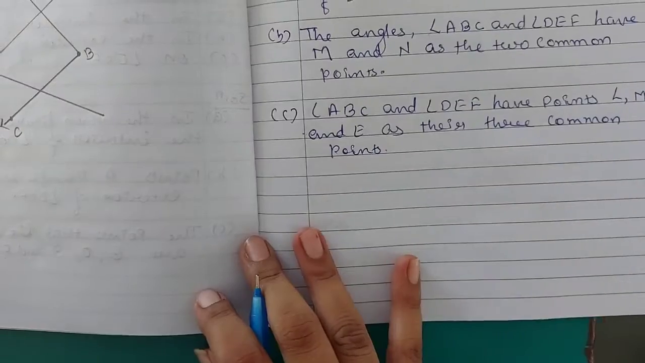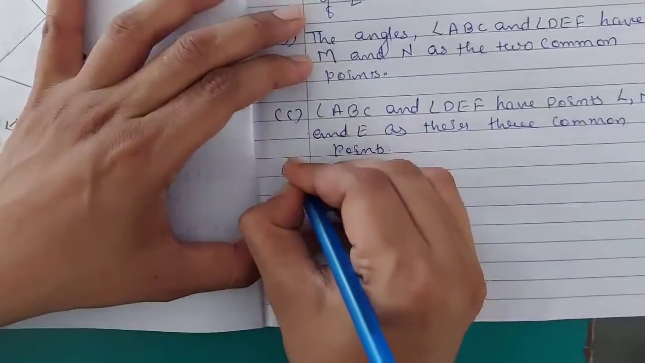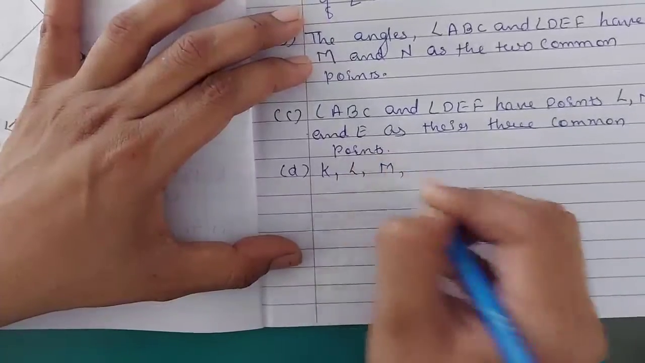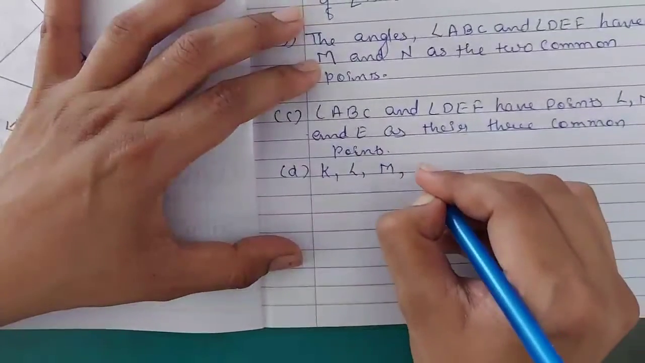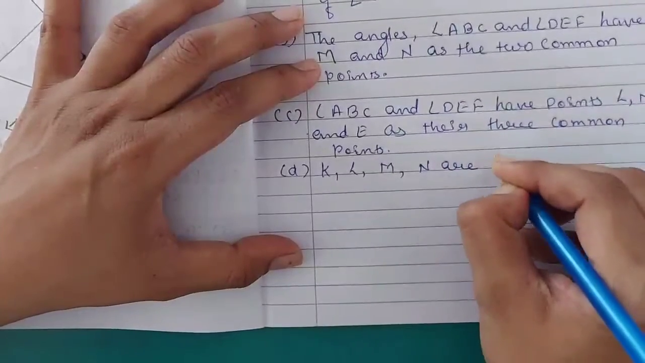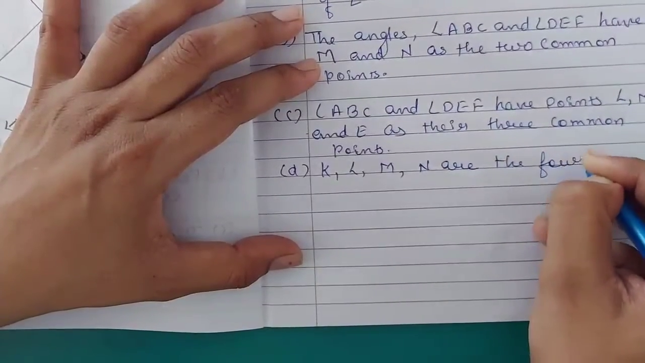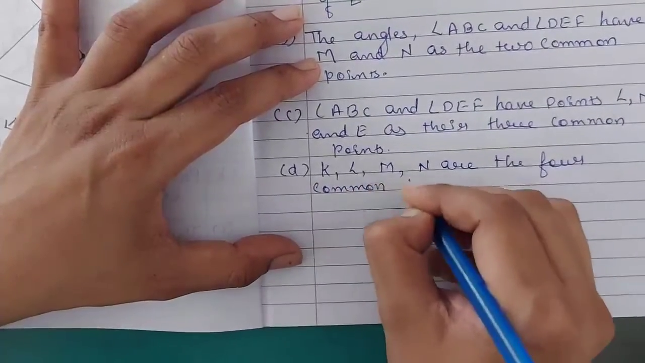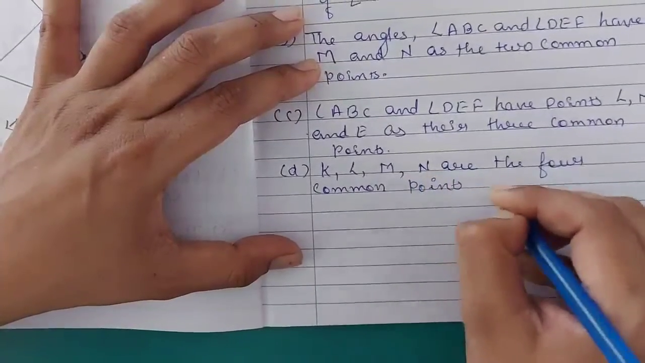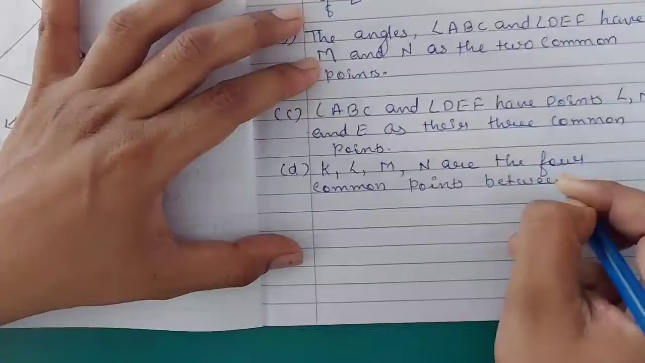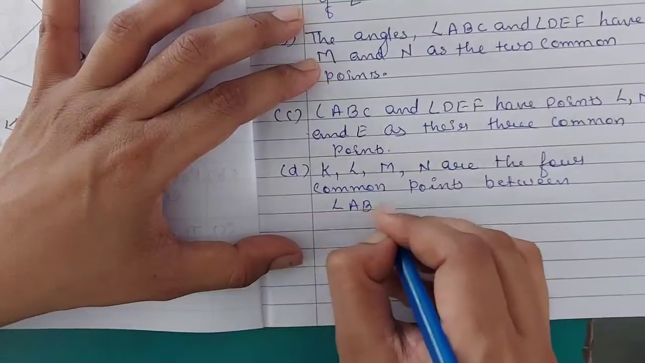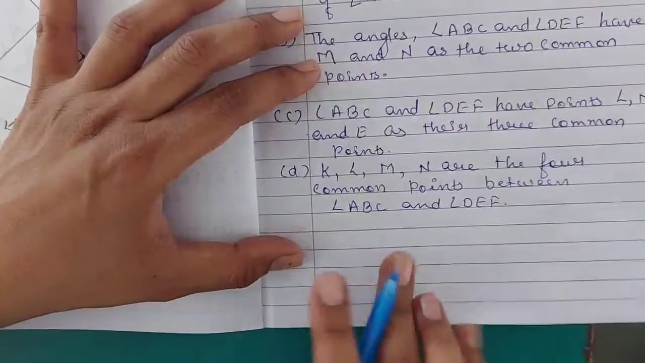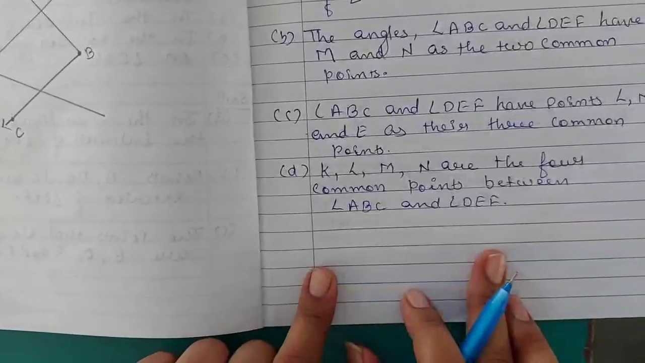So let us write the answer. Students, solution D, what is the answer? K, L, M, N are the 4 common points between angle ABC and angle DEF. Why? Because between these two angles we find 4 common points.